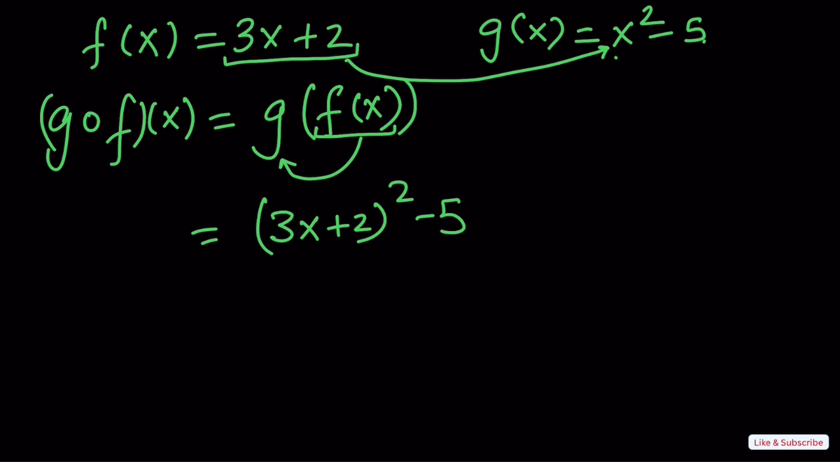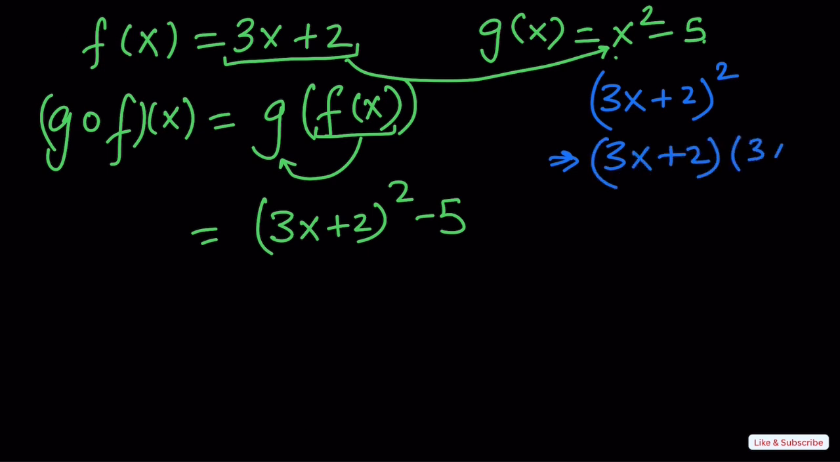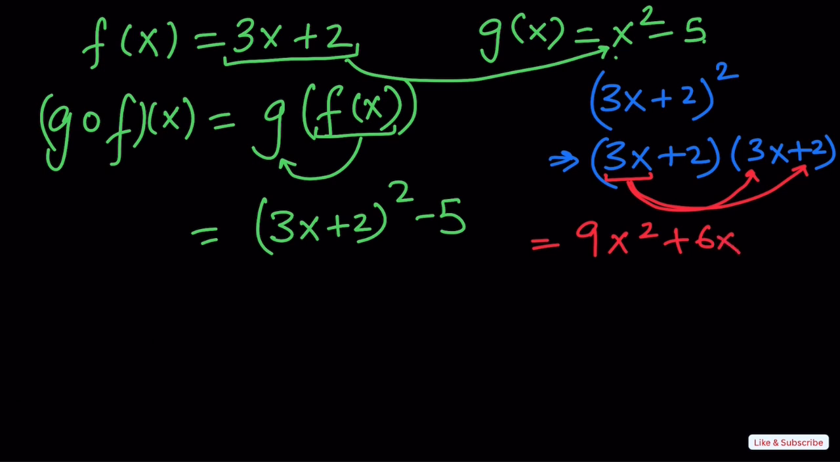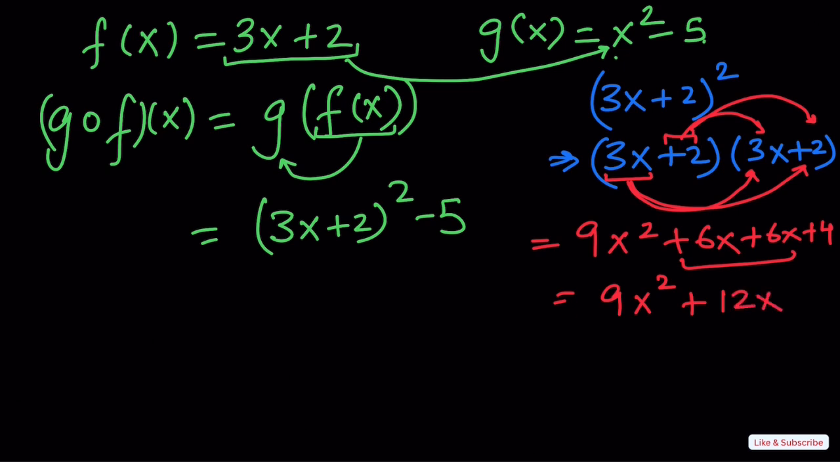Now simplify (3x plus 2) whole squared. Whole squared means I'm going to multiply 3x plus 2 with itself, 3x plus 2. Now we can apply the FOIL method, or take the first term and multiply with the first term of the next expression. 3x times 3x gives you 9x squared, and 3x times 2 gives you 6x. Now I'm going to take the second term and multiply with the first term of the next expression. 2 times 3x is 6x, and 2 times 2 gives me 4. Combine the like terms. The final result for this is 9x squared plus 12x plus 4.